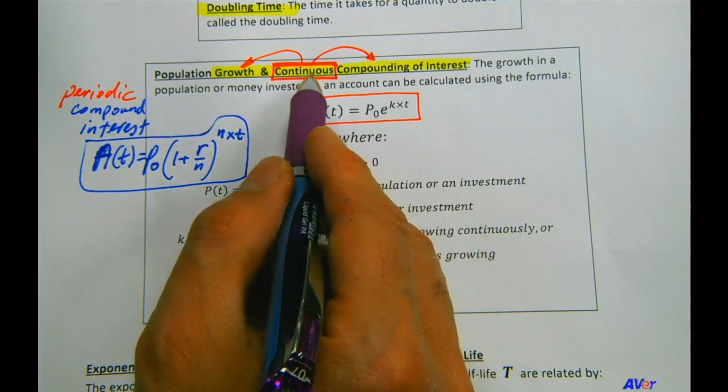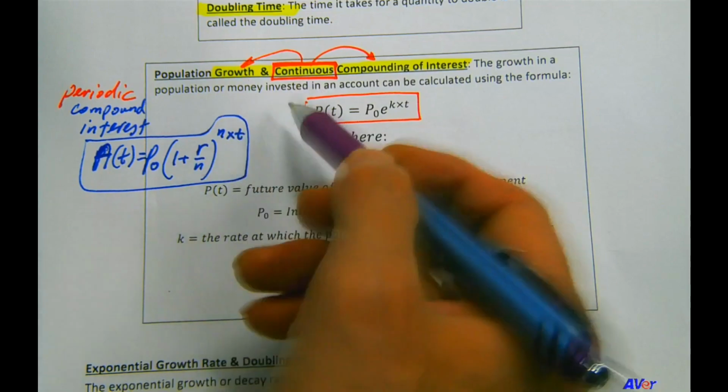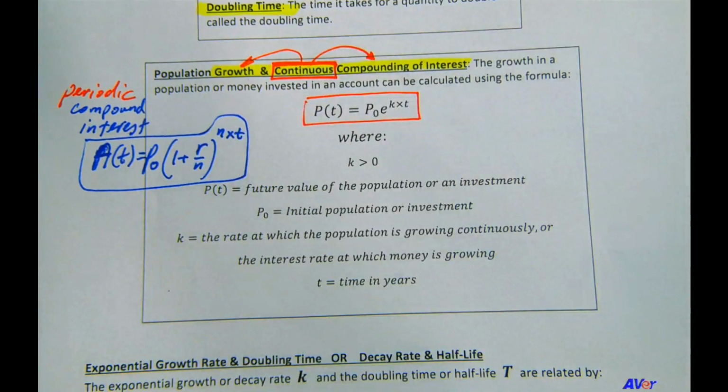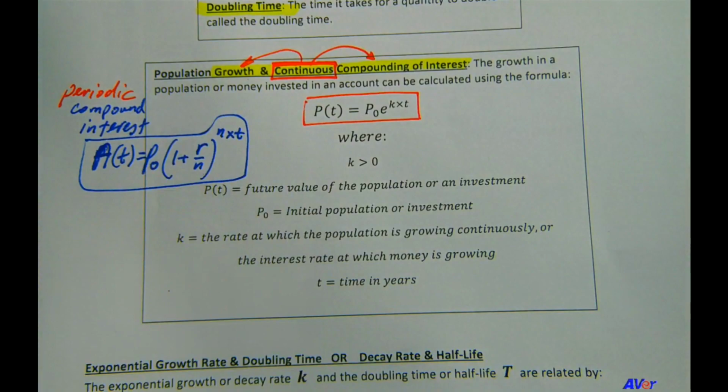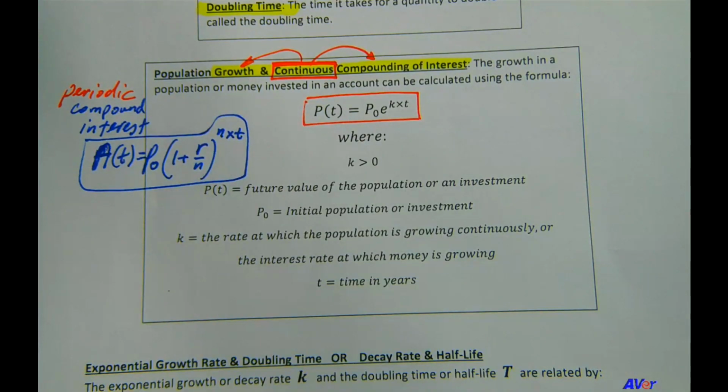If the word continuous is not present, and instead you have monthly compounding of interest, or quarterly or semi-annually compounding of interest, then you would use this formula. So which formula we use depends on a careful read of the problem statement to see the clue to which formula is in the problem statement.